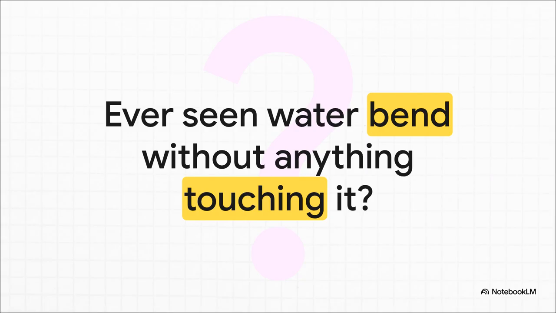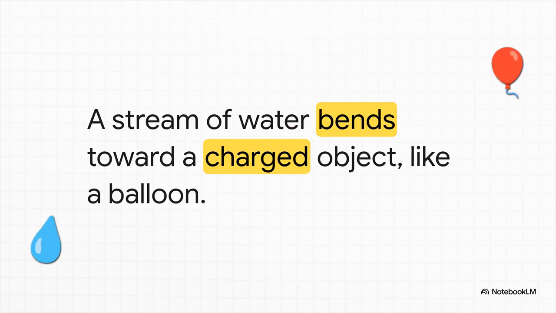Seriously, have you ever seen this for yourself? A stream of water just bending through the air? It seems like it should be impossible, right? Well, it's a completely real phenomenon, and the science behind it is just fantastic. You can even try this at home. Just get a thin stream of water going from the tap, then take a balloon, rub it on your hair to get it all staticky, and bring it close. You will literally see the water curve towards the balloon. This isn't some kind of trick, it's pure science.